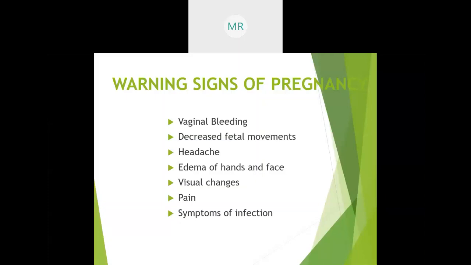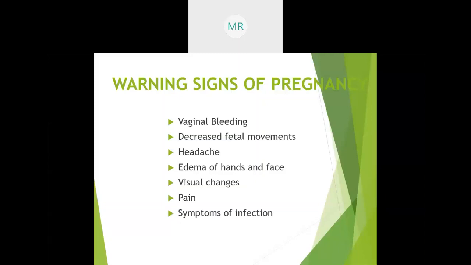Second one on here is decreased fetal movement, and that's obviously fetal death. That is a big warning sign of pregnancy. Now, headache, edema of the hands, face, and fingers, and visual changes are all related to pregnancy-induced hypertension, that hypertension that might start to happen during pregnancy, okay? And that is a warning sign of pregnancy. Also pain and then symptoms of infection.